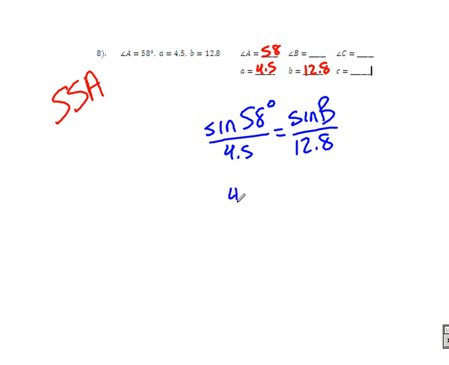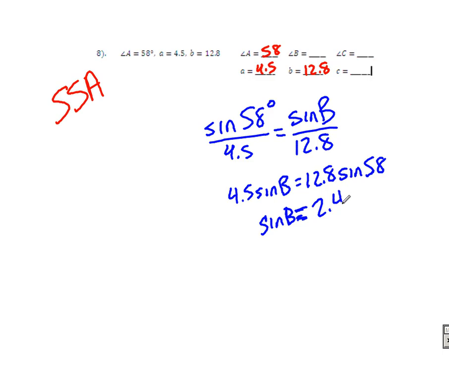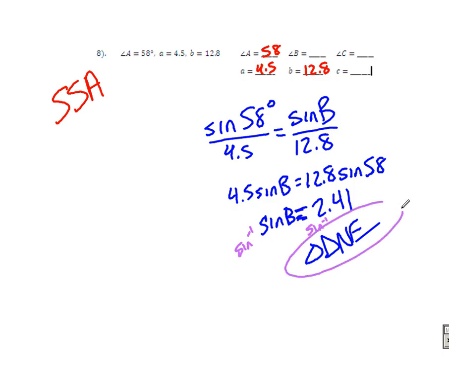Cross multiply, 4.5 sine of B equals 12.8 times sine of 58. Divide, and I should get sine of B equals 2.41. Well, I should know immediately now this triangle does not exist. If you try to take the inverse sine of both sides, you're going to get an error message. So the triangle does not exist. That's all you need to write, that it does not exist.